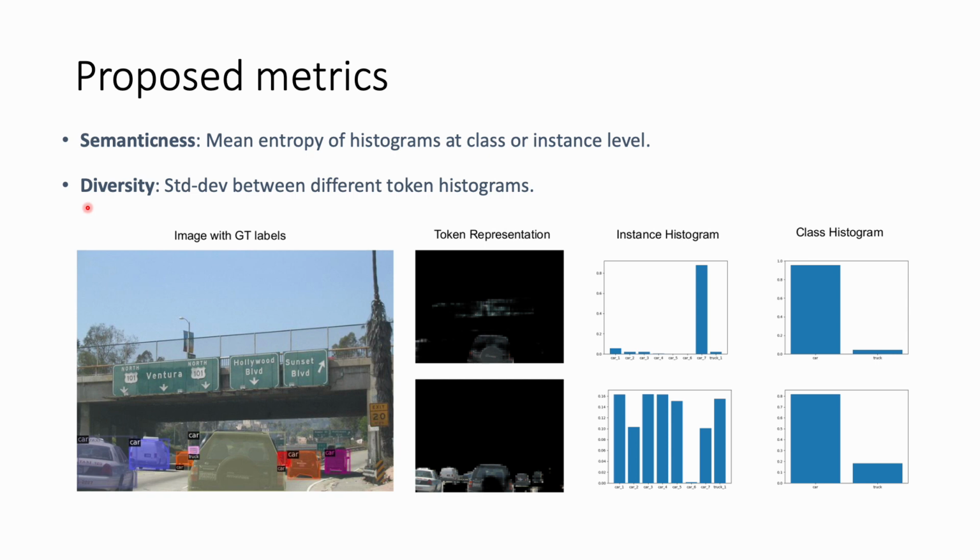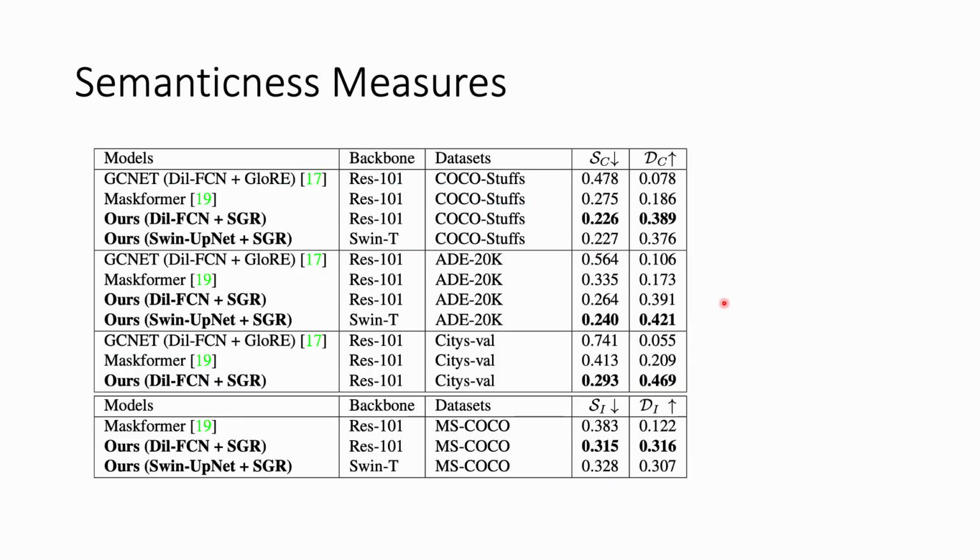Therefore, we proposed a second metric, which we call diversity, which measures the standard deviation between different token histograms. Here, we show the quantitative measure of the semanticness using the metrics we proposed. As you can see, whenever we added the SGR component on top of the existing segmentation framework, we obtain tokens which are more semantically meaningful and diverse at both class and instance level.